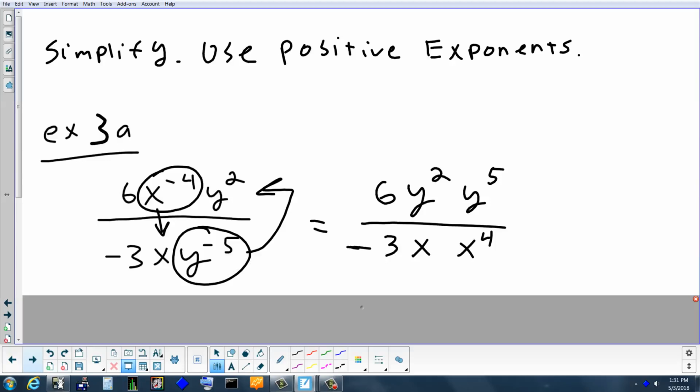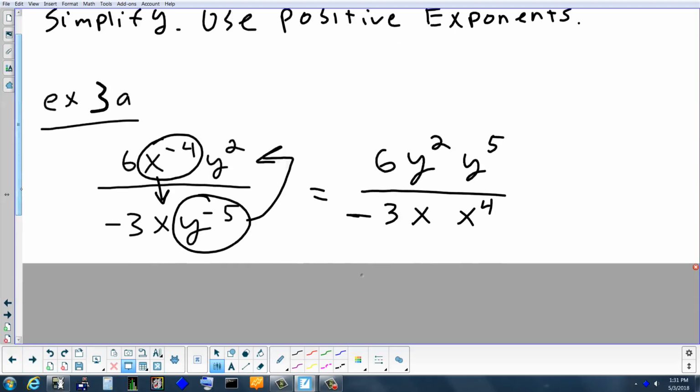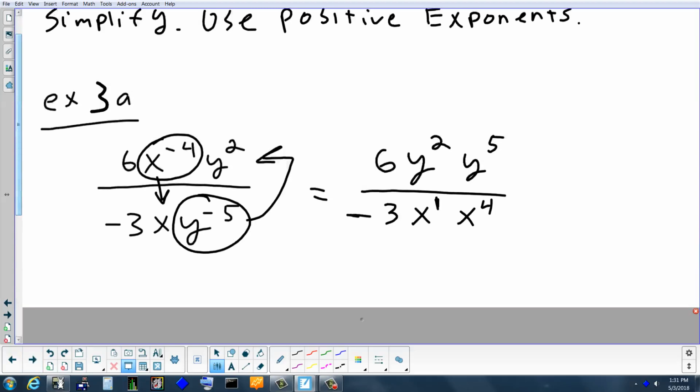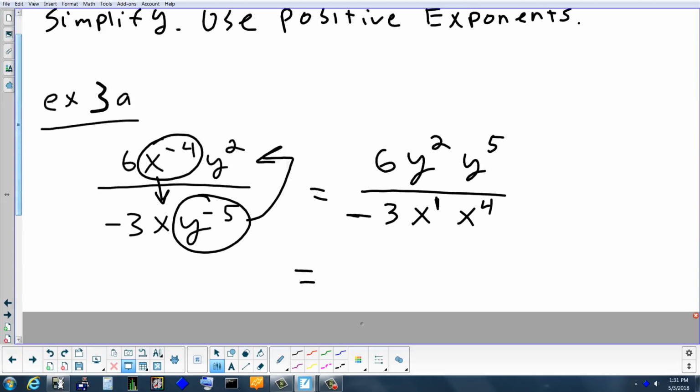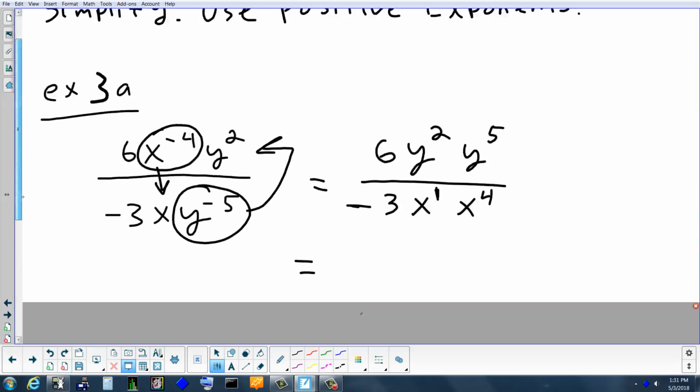There's no more negative exponents. Okay, so now what's our next? Well, actually, you know what? What exponent is on that x? 1. All right. Now, look at this. These are on the same level. What do you do with them? What do you do when they're on the same level? You add. So you have 6y to the 5, 6, 7, 7th.